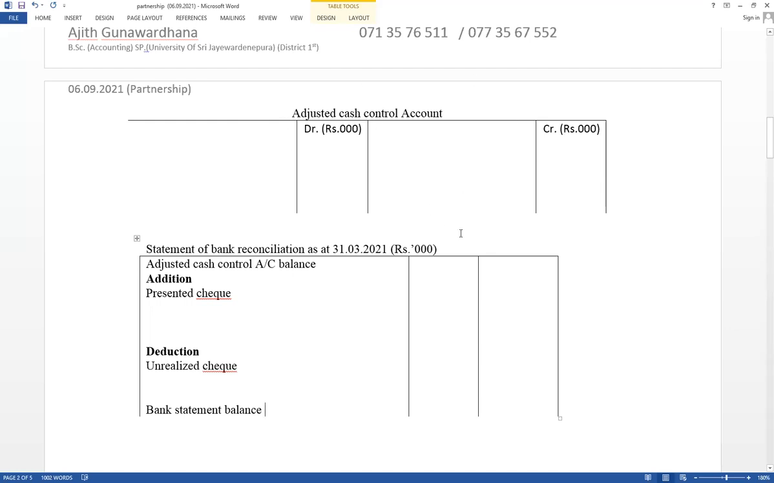This is the adjusted cash control accounts, and take the beginning cash control account balance also. The trial balance has given the opening balance and closing balance. The trial balance has given the closing balance. It should be adjusted. Take that value as a balance brought forward. See the trial balance.